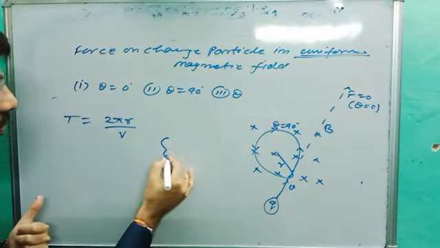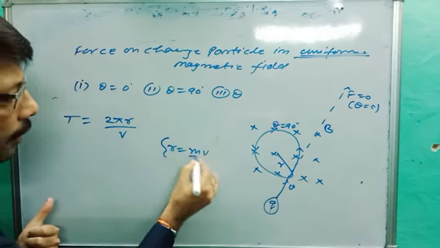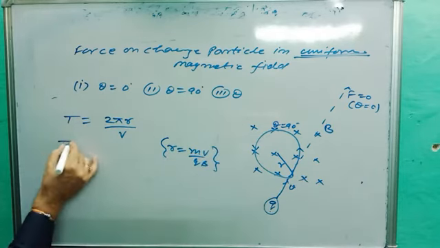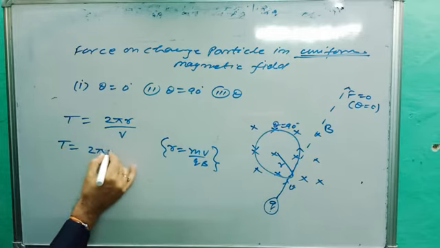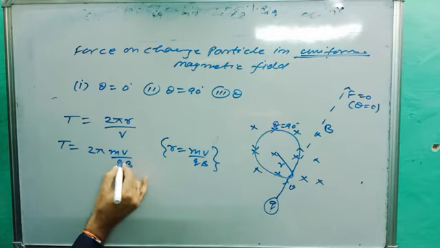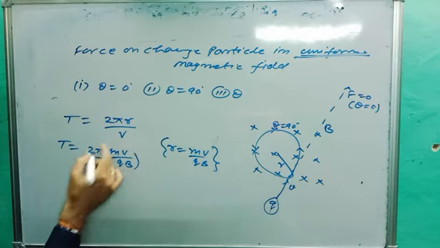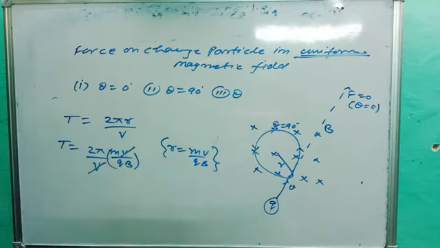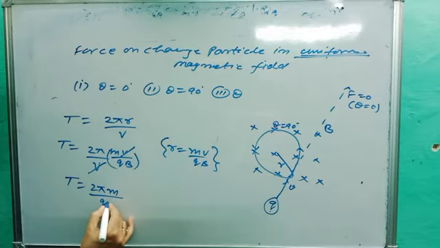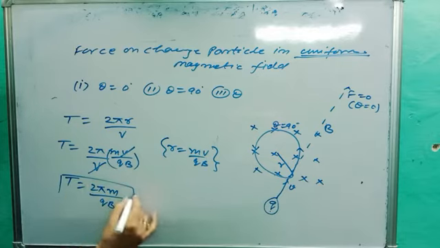Just now we got the value of r. R is equal to, very important, mv upon qB. We will use this formula. So what do we get here? T is equal to 2 pi, what is the value of r? mv upon qB, this is the value of r, divided by v. v cancels out. What do you get here? T is equal to 2 pi m upon qB. This is the time period formula.